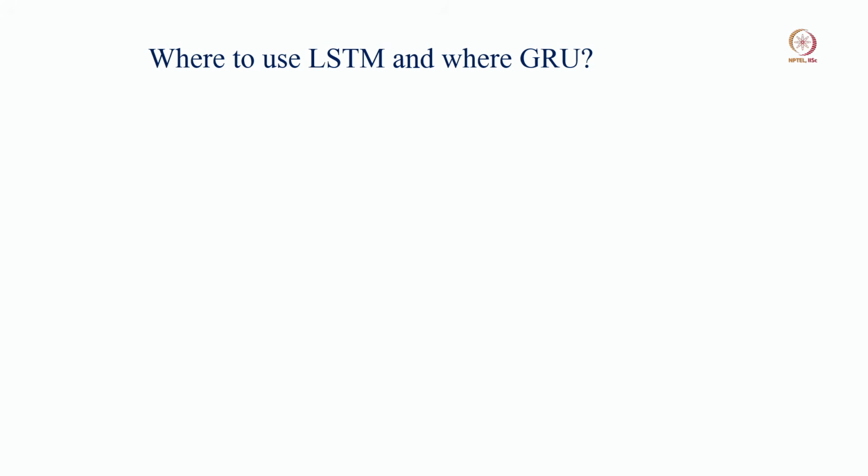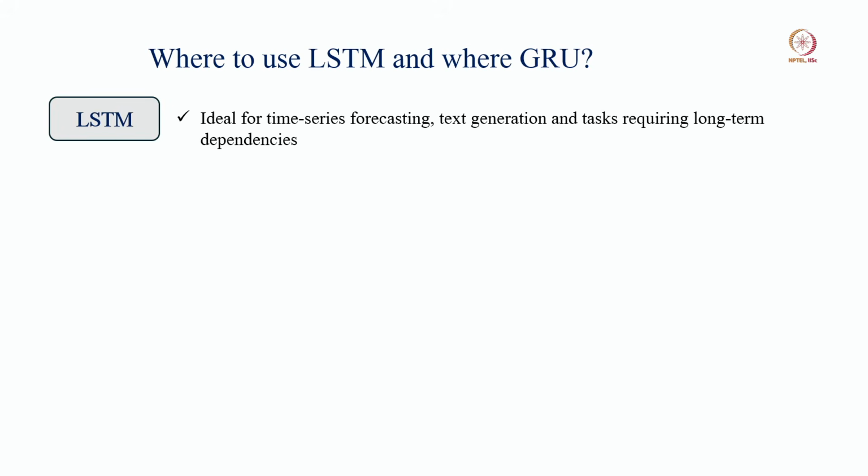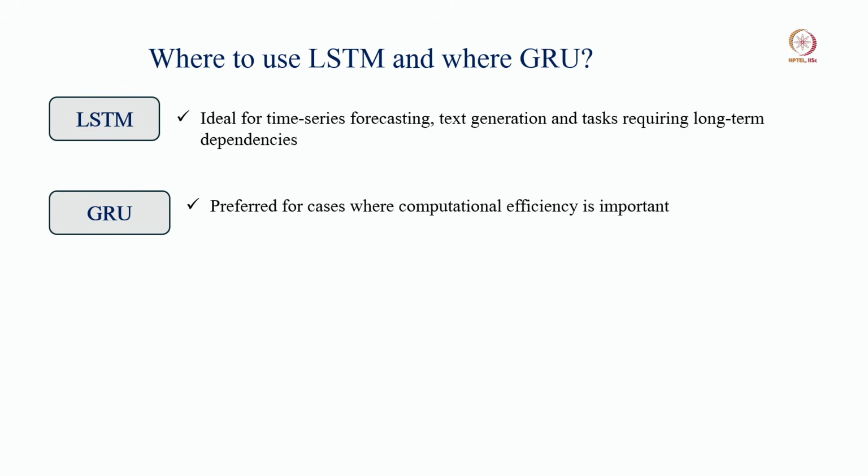Then the question comes, where should we use LSTM and where GRU? LSTMs are ideal for time series forecasting, text generation and tasks requiring long-term dependencies. That is the place where LSTMs are very ideal to be applied, and GRUs are preferred for cases where computational efficiency is important. LSTMs will do the same task, but the computational cost requirement in LSTM is much higher. So, if computational efficiency is important, in that case we should use GRUs.